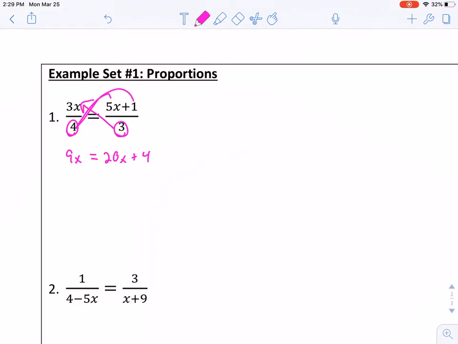Now solve, subtract the 20, divide by negative 11, and you get x equals negative 4/11. Oops, let's make that 11.